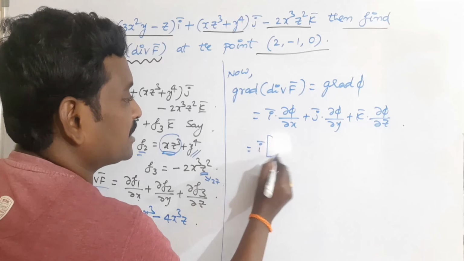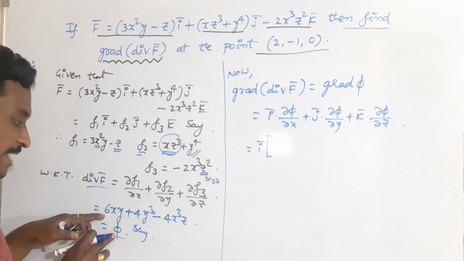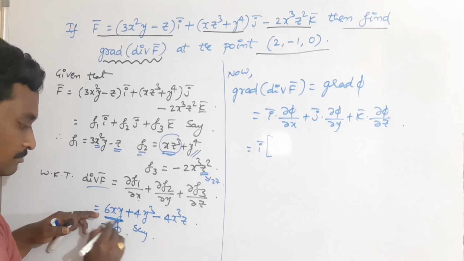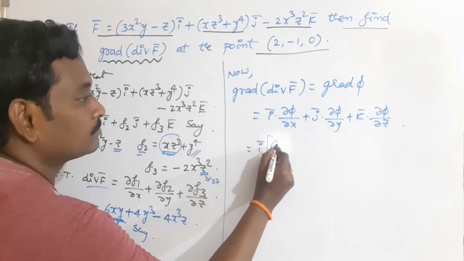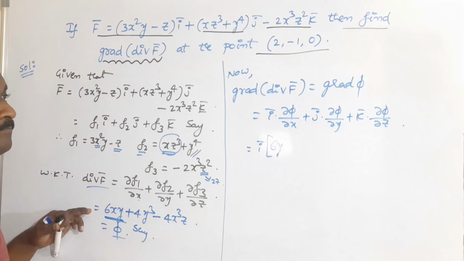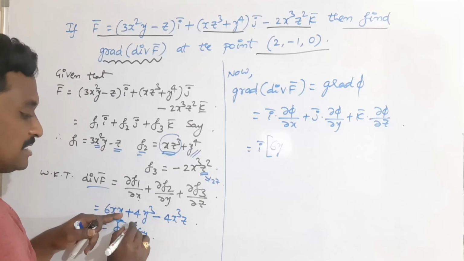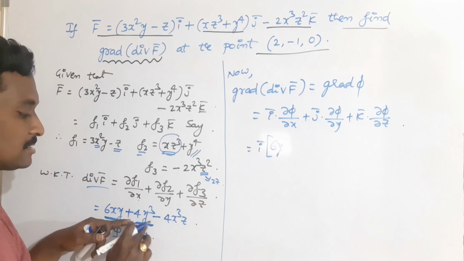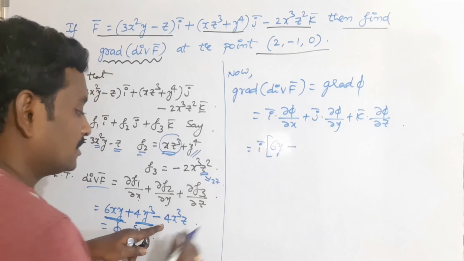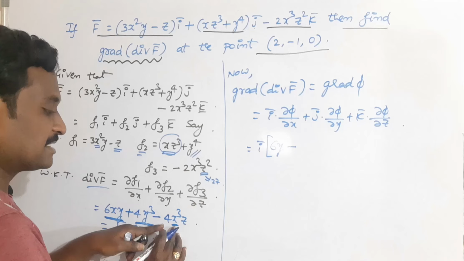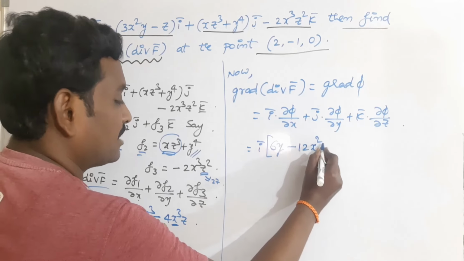So i bar into what is dou phi by dou x? Partial differentiation of this phi with respect to x. The first term is 6xy, whose partial derivative with respect to x is 6y. And the middle term is constant because it does not contain any x, so its derivative with respect to x is 0. Minus the derivative of x cube with respect to x is 3x square. So already 4 is there, so you will get minus 12x square z.